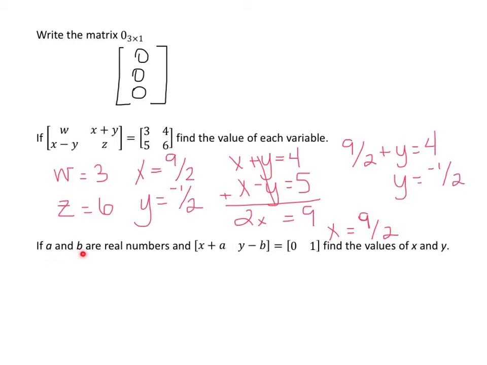And the last one, a and b are real numbers, and we're told x plus a equals 0, y minus b equals 1, and we need to find the values of x and y. This is actually a lot simpler than you think. So x plus a equals 0. That means that x is equal to negative a. y minus b equals 1, so y is equal to 1 plus b.